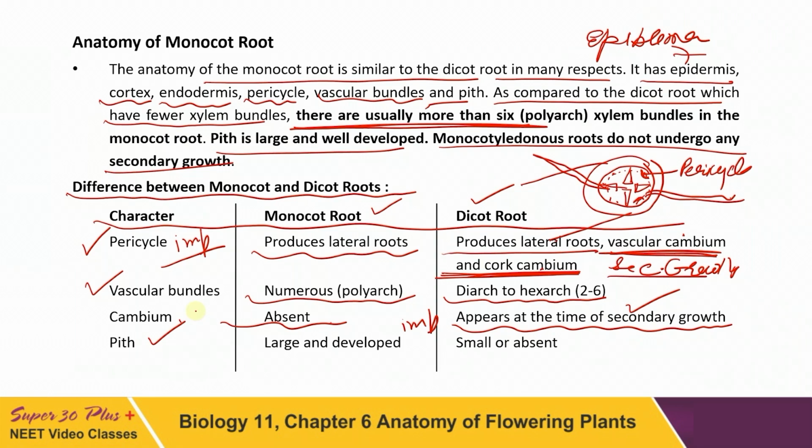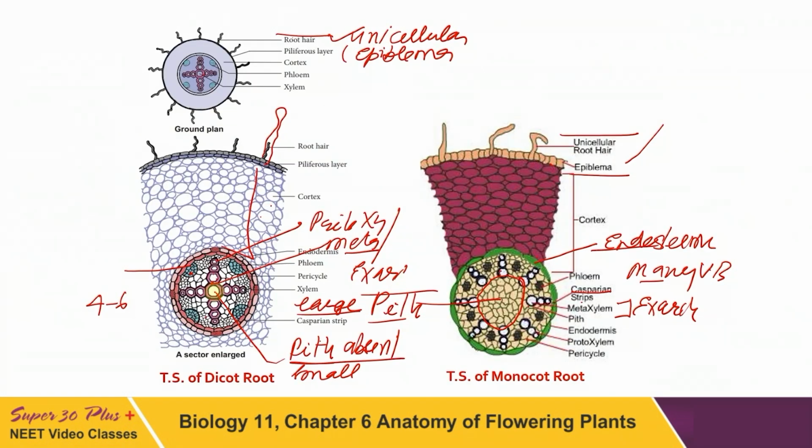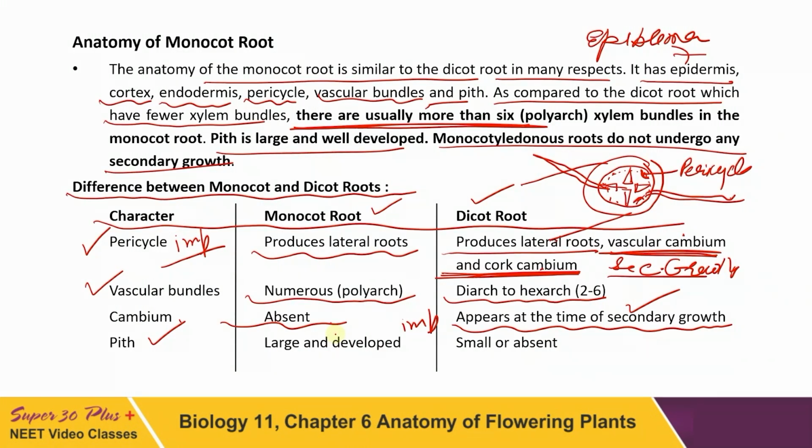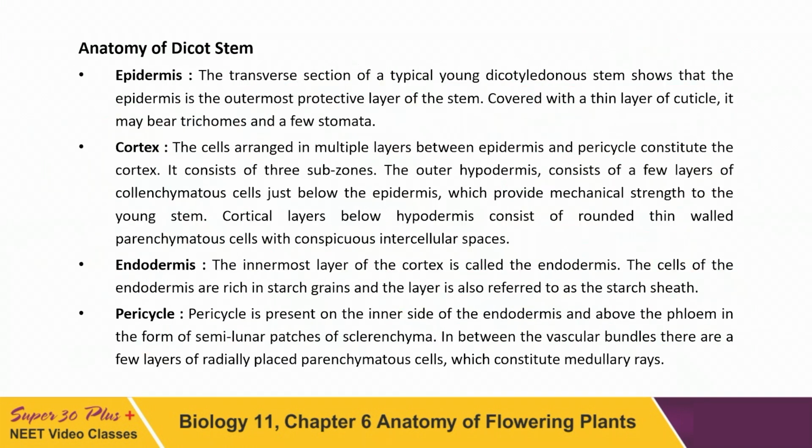Pith, can you compare pith? Pith is small or absent. Pith is large in case of monocot root. You see here, pith is large and well developed, while this is small or absent in case of dicot root. Okay, come to the next now.